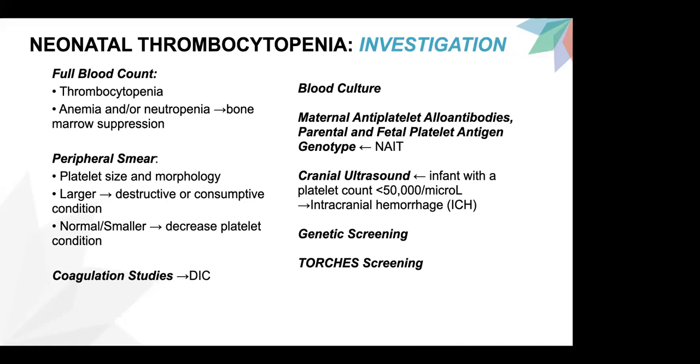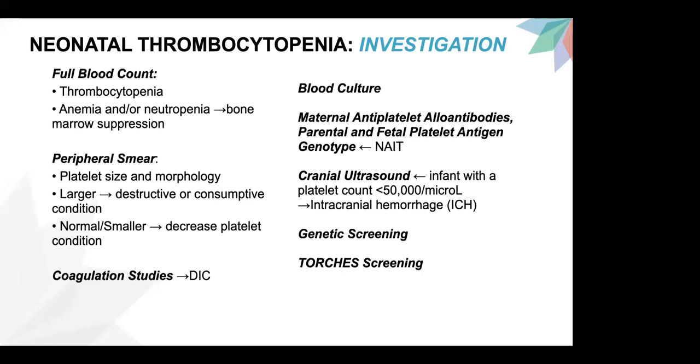For peripheral smear, okay, I mentioned before, we want to look at the platelet size and also morphology. In the case of a destructive or consumptive condition, the platelet typically appears larger, whereas in decreased platelet production, the platelet will appear normal or smaller in size. In DIC, we need to do a coagulation study to actually confirm it, because another thing, kalau in the case of bacterial sepsis, we need to do blood culture and sensitivity.